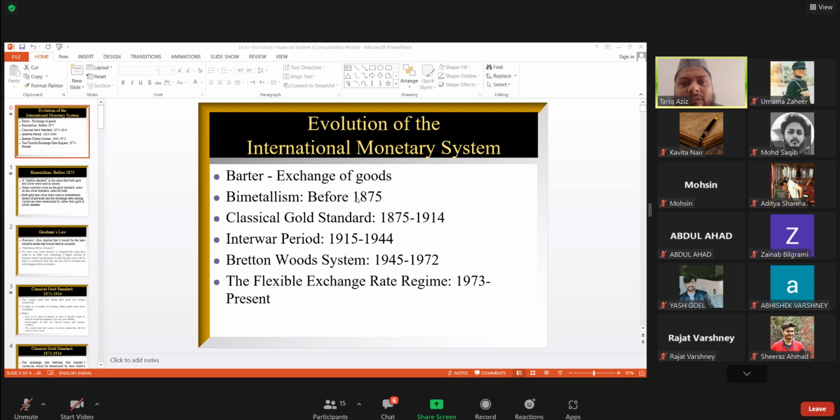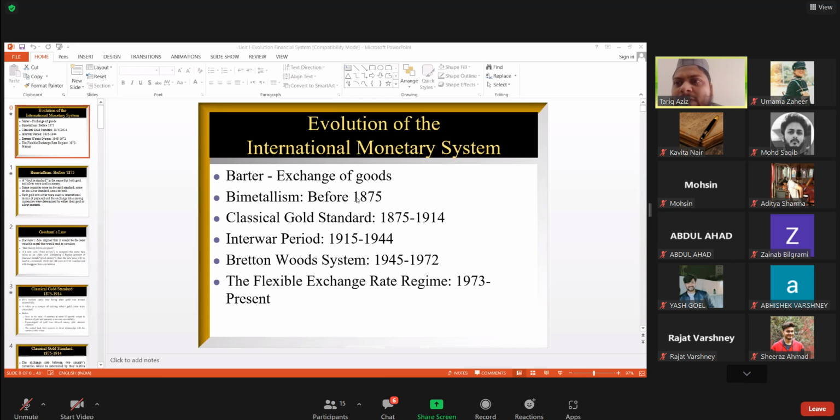So initially, when civilizations were not evolved, the system that was prevalent is known as barter system. Under the barter system, there was no currency, there was no money actually. Goods were supposed to be exchanged with goods. So money was not invented actually. The barter system was there thousands of years back.